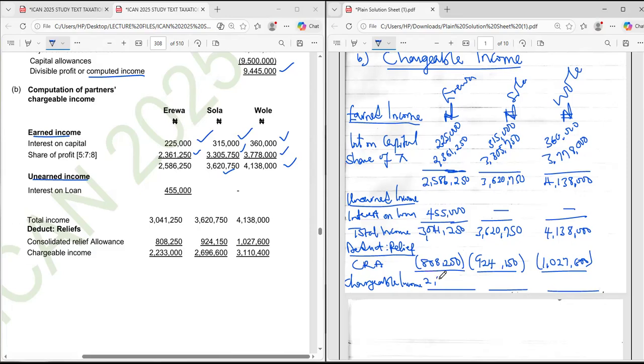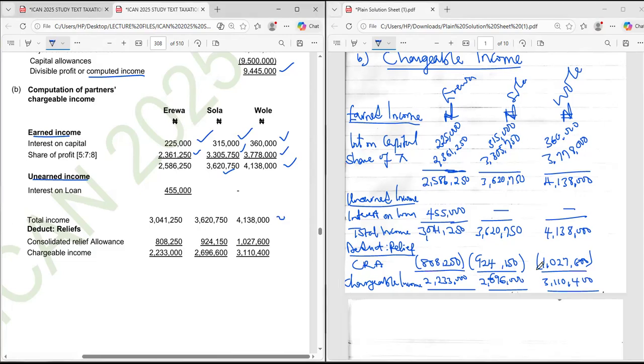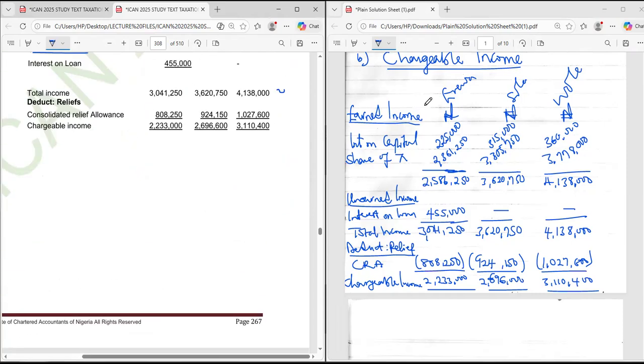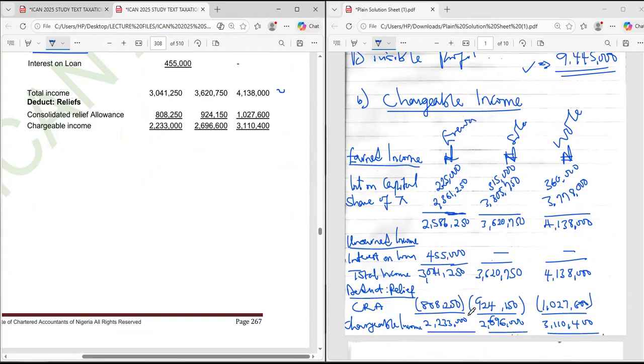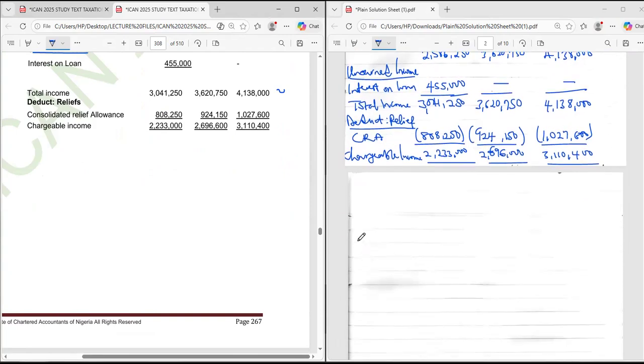So you have 2,233,000, 2,696,000, and 3,110,400. It's supposed to be 600; I don't know why they put 400. Okay, 400, yes, 400. All right, that is that. They wanted us to get our chargeable income, which we have done.